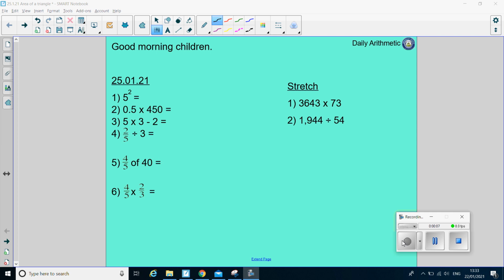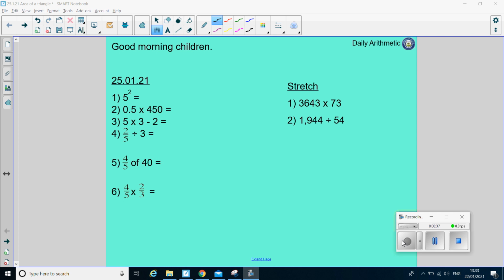This week we're carrying on looking at area, and today we're going to be looking at the area of a triangle. Before we go into the main part of our lesson though, we've got our 6 arithmetic questions. Remember, you might find these harder on a Monday, but hopefully when I go through the answers you get the idea of how to do the questions, and you should find them a little bit easier the rest of the week. Okay, so if you pause the video now and have a go at these questions.